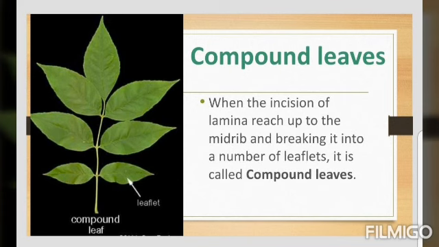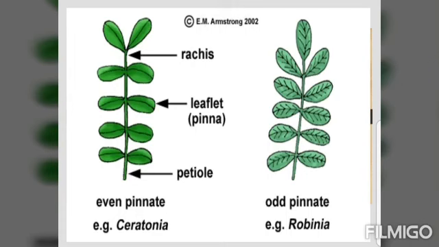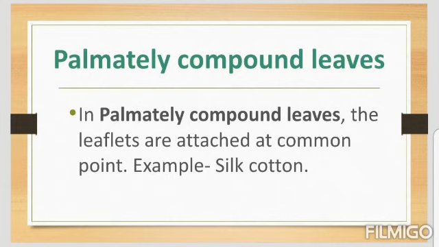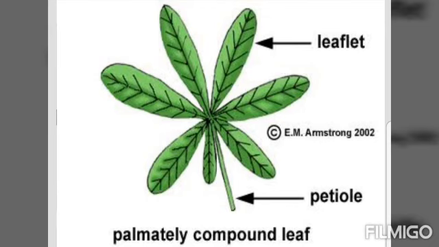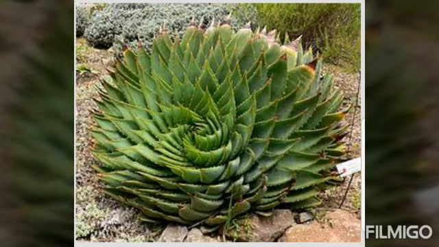The compound leaves may be of two types. In a pinnately compound leaf, a number of leaflets are present on a common axis, the rachis, which represents the midrib of the leaf, as in neem plant. In palmately compound leaves, the leaflets are attached at a common point, that means at the tip of the petiole, as in silk cotton. Our next topic is phyllotaxy, that means the pattern of arrangement of leaves on the stem.